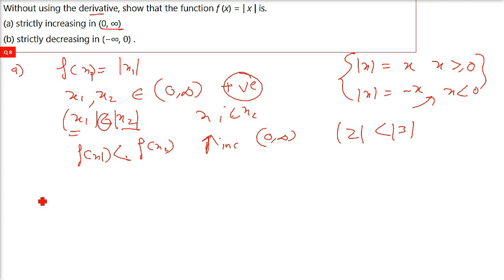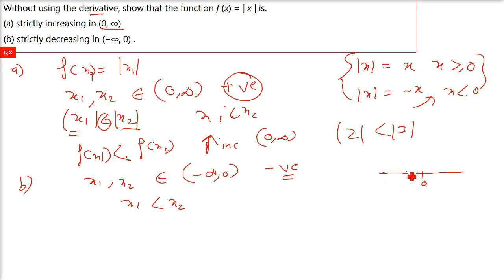Now coming to the second part, which is saying strictly decreasing in negative infinity to 0. Now we are again taking x1 and x2, but the domain has changed. It is negative infinity to 0. So x1, x2 belong to negative infinity to 0. Actually, we are talking about negative numbers. So when we are talking about negative numbers, x1 is less than x2. Just take two negative numbers and make a relationship.